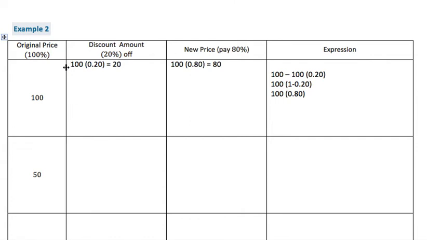Following that same pattern, the thing that will change with each row is the amount, or the original price, that we start with. So 50 times 20% would be a discount of $10. 50 times 80%, which is the new price, is $40. And rewriting the expression several different ways, we could do 50 minus 50 times 20%, or 20/100ths. We could do 50 times 1 minus 20%. And we could do 50 times 80%.